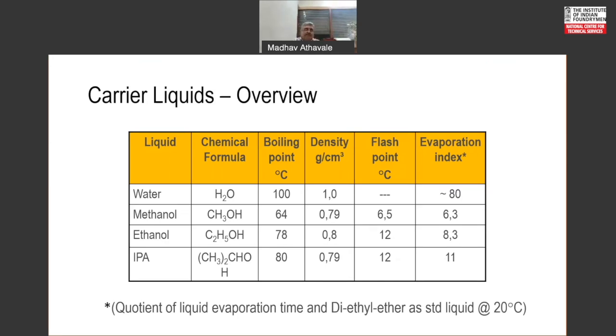Density of most of the alcohols remains around 0.8. Water is 1. Flash point of IPA is relatively higher compared to ethanol and methanol. Evaporation index also. What we mean by evaporation index is it is a ratio of liquid evaporation time with respect to dye as a standard liquid at 20 degrees. That is the way evaporation index is checked.